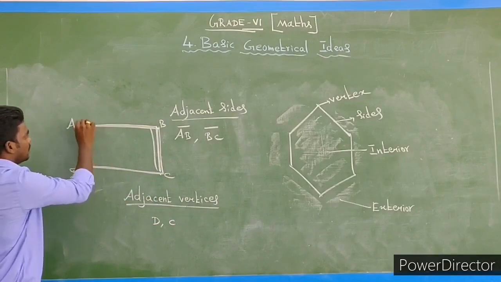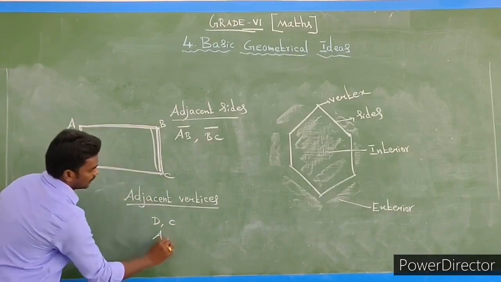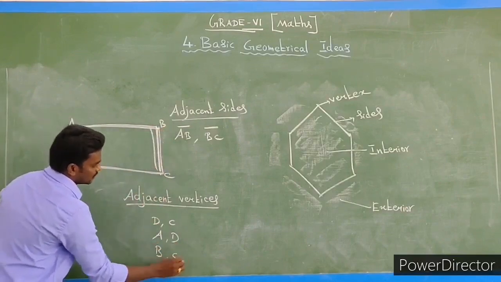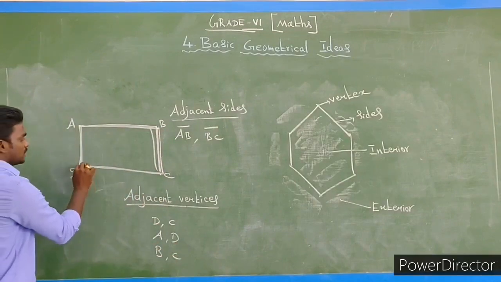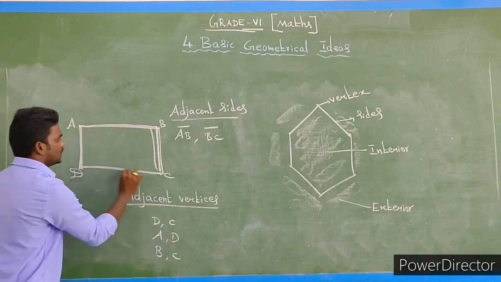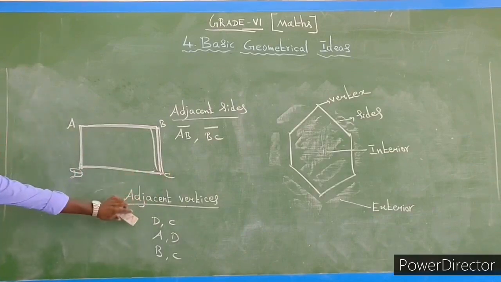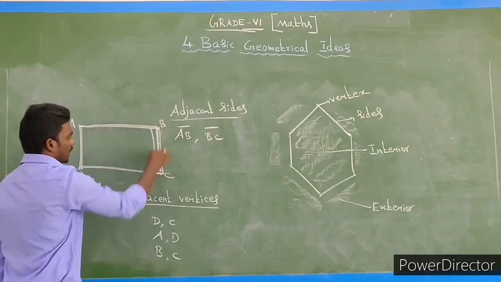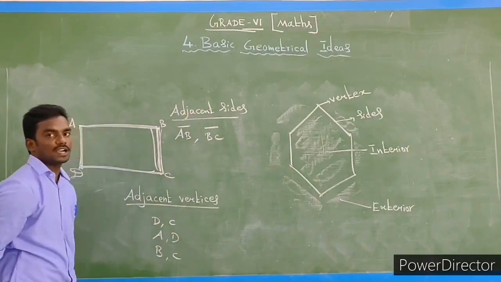Side AB, the points A and B. So A and B are adjacent vertices. Any other? B and C are adjacent vertices. So adjacent vertices are the vertices lying on the same line segment. Adjacent sides means two lines having a common point between them.